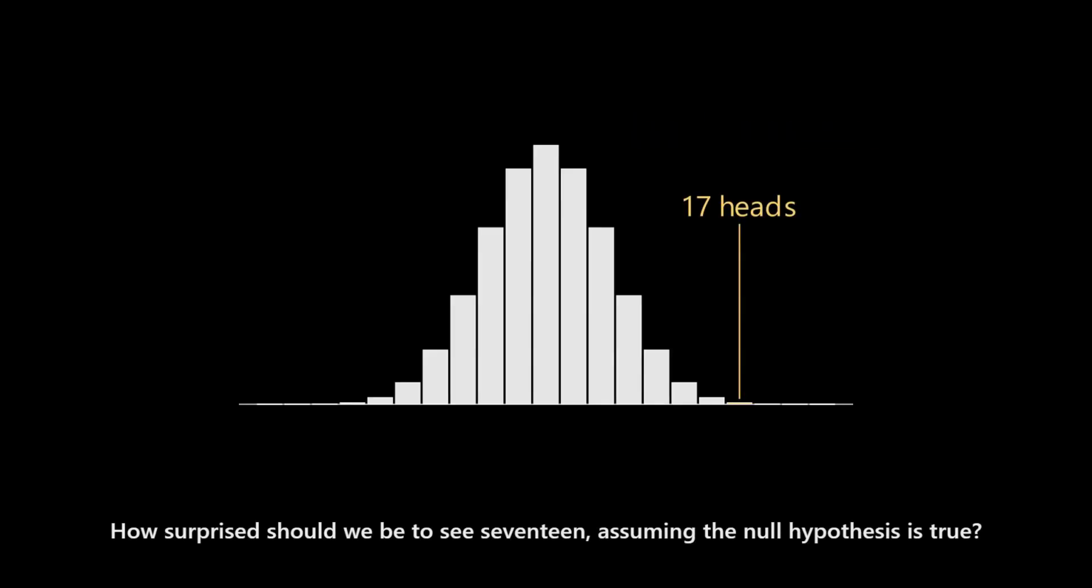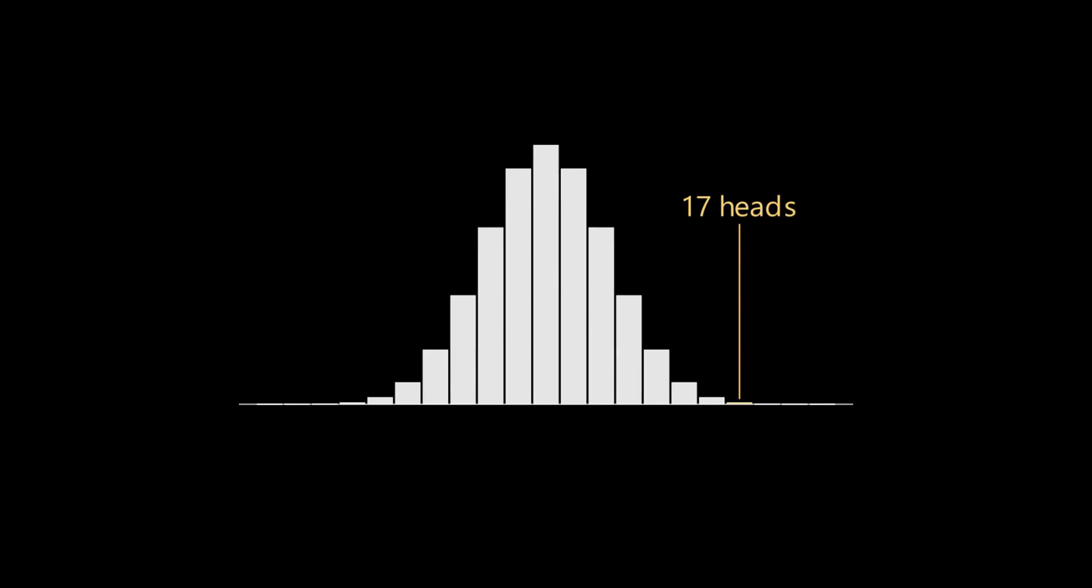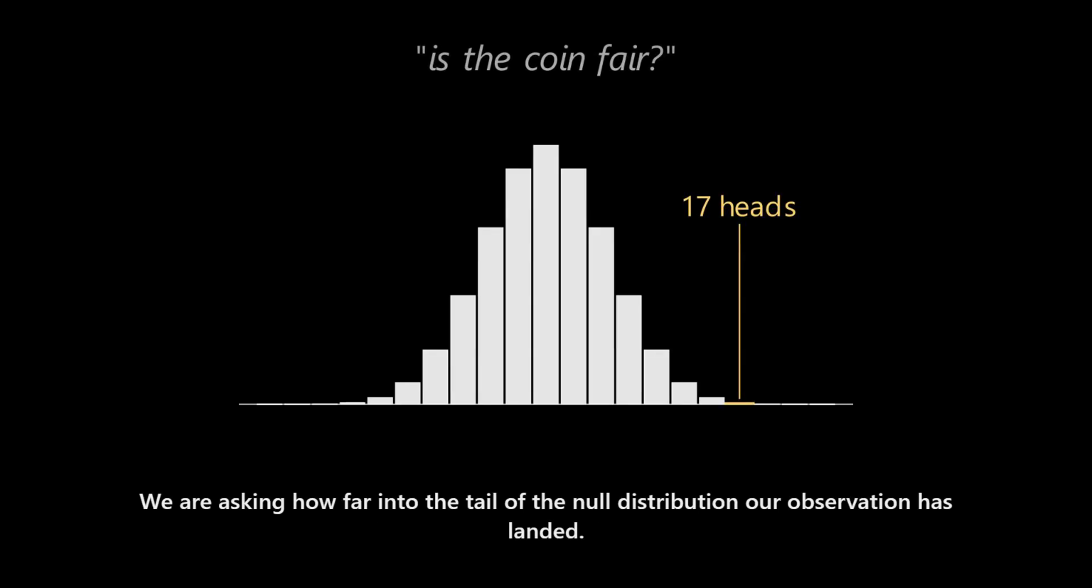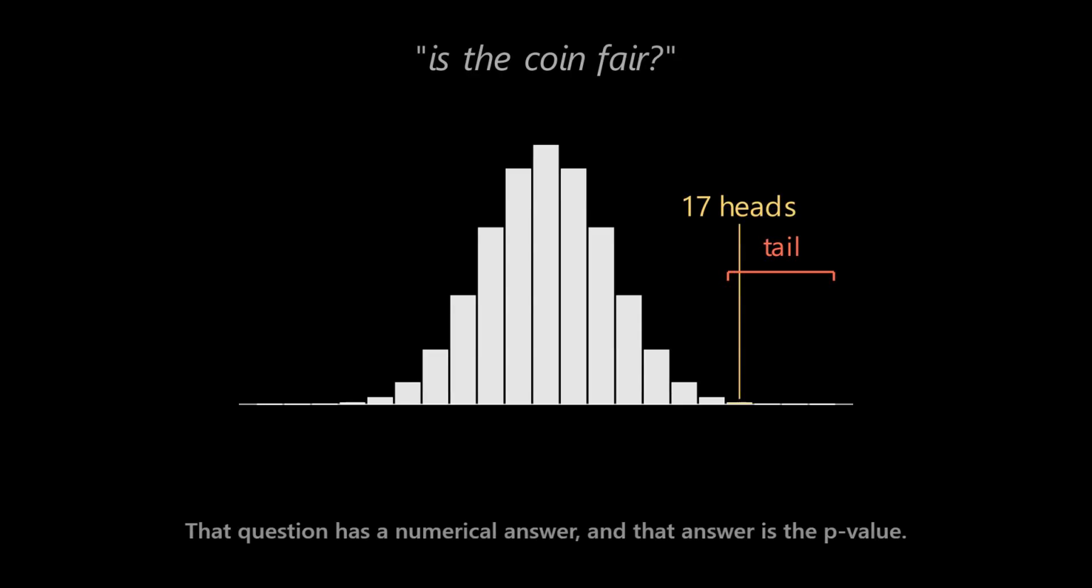How surprised should we be to see 17, assuming the null hypothesis is true? We are no longer asking whether the coin is fair in any philosophical sense. We are asking how far into the tail of the null distribution our observation has landed. That question has a numerical answer, and that answer is the p-value.